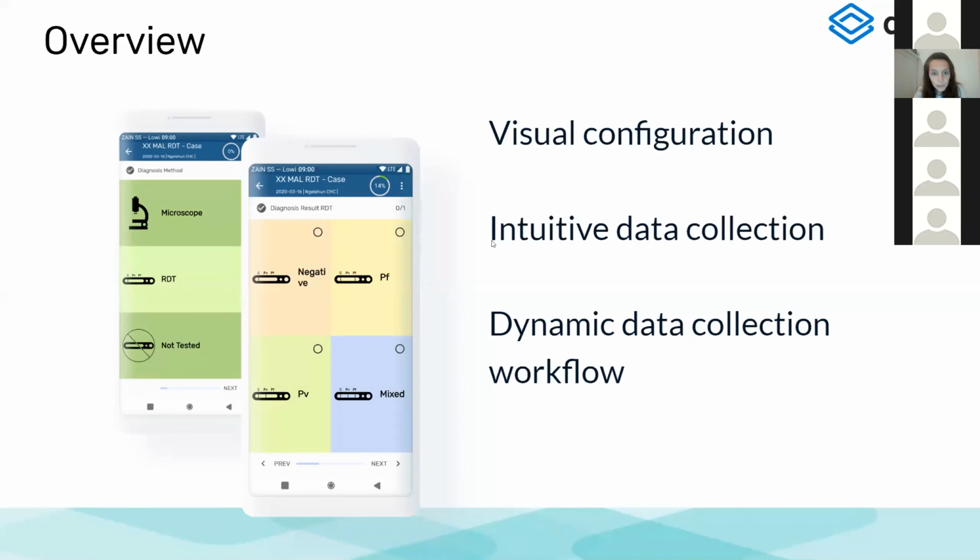The Android app already has a visual configuration. You can assign icons and colors to your options in your option sets or to your data elements, which will allow you to configure your server for a more intuitive data collection process. The data collection flow is dynamic in the sense that it reproduces whatever you configure with your program rules.